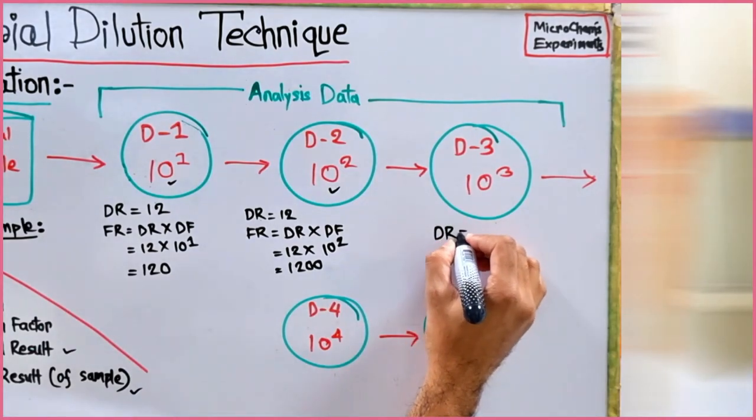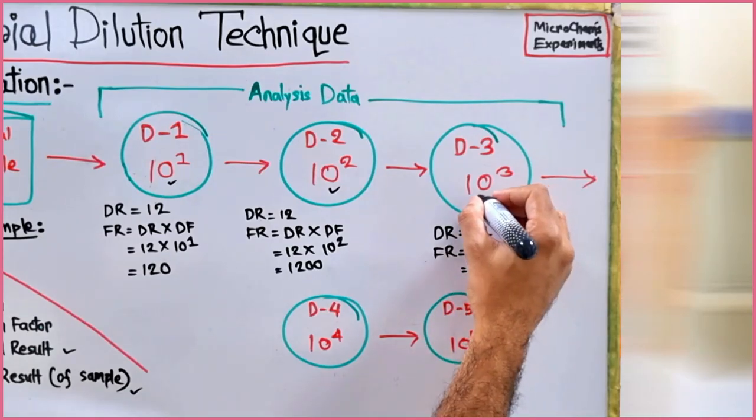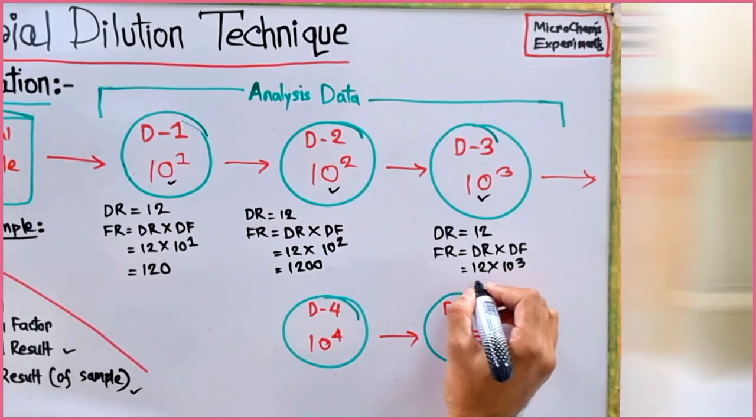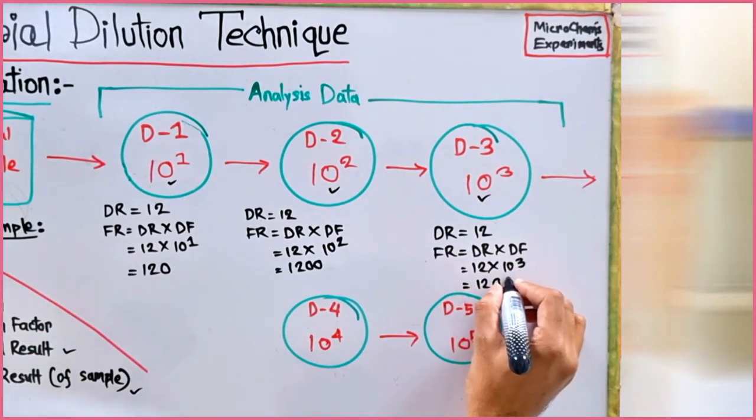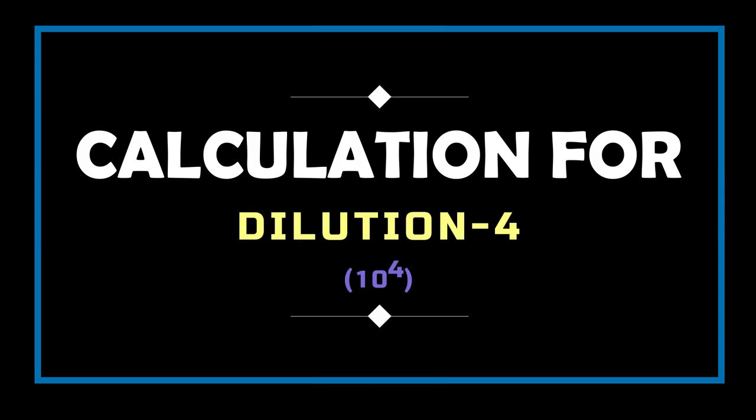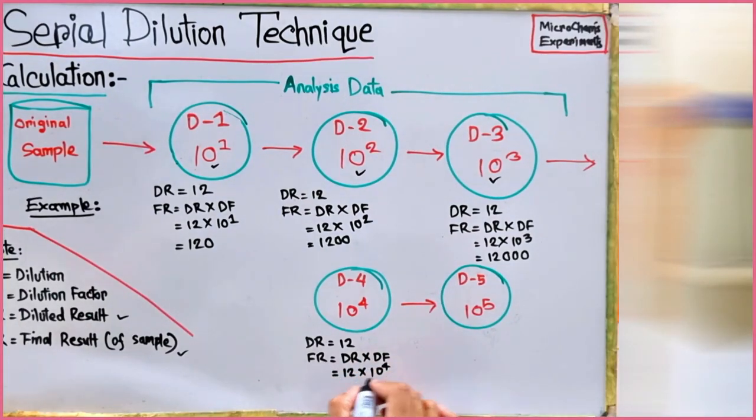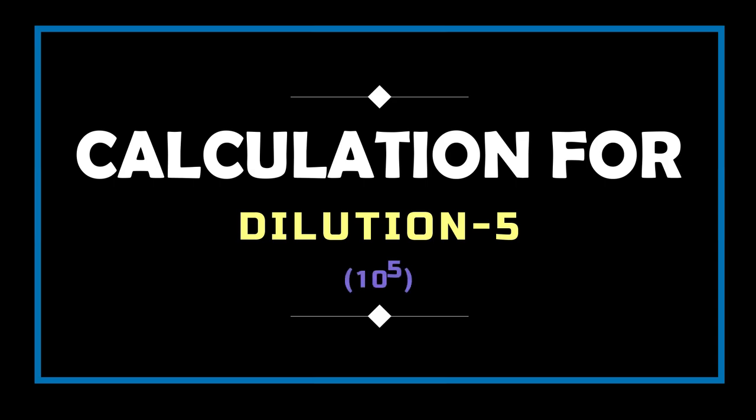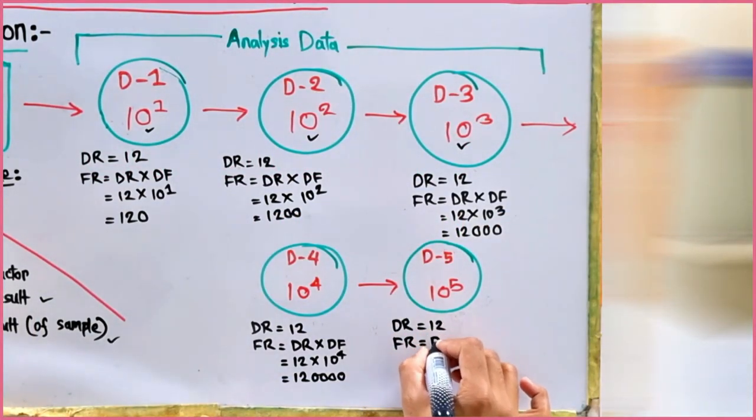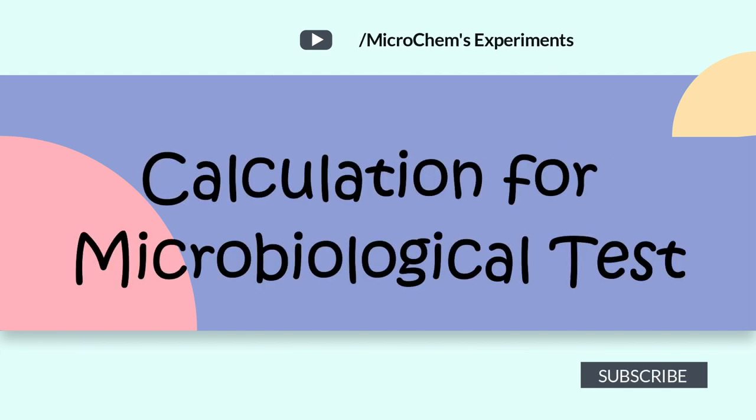If we get 12 as diluted result in the third dilution, we can calculate the final result in the same way by multiplying with the dilution factor. Here, the dilution factor is 10^-3. We got the final result by solving the equation, which is 12,000. This is also the final result of our tested sample derived from third dilution. Similarly, calculate the final result of our tested sample from dilution 4 and 5. Now we will find the final result of the microbiological test.